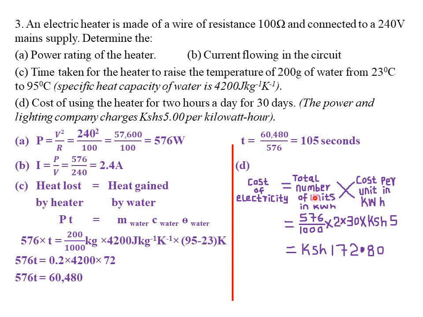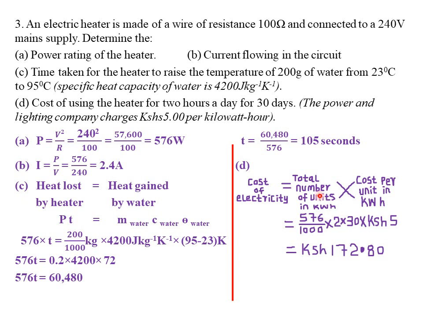So the total number of units in kilowatt hour, you're going to take the power expressed in kilowatt multiplied by the time expressed in hours. So the power in kilowatt, we already computed it up here, which was 576 watt. So to convert to kilowatt, remember 1000 watt is equals to 1 kilowatt. What about 576 watt? So that will be 576 watt over 1000 watt multiplied by 1 kilowatt.